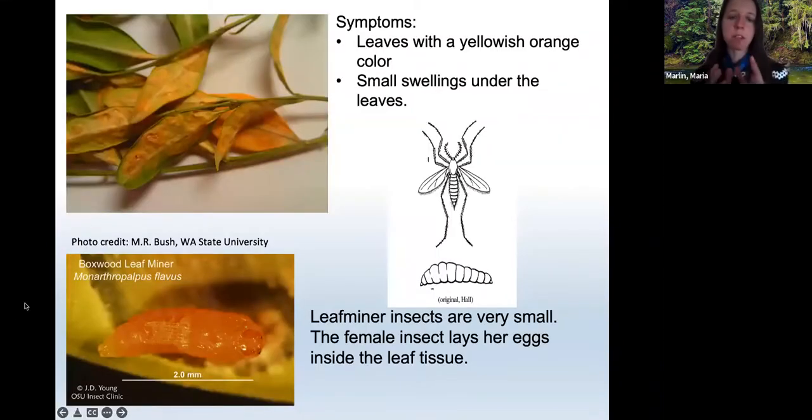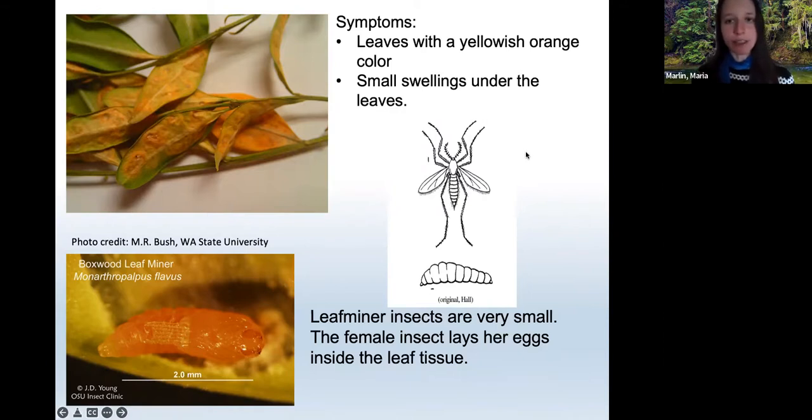So you're going to see these bumps, and also the leaves are just going to have this yellowish orange color overall. Again, it's mostly going to be on the underside. And the leaf miner insects themselves are very small, and they have a life cycle of one generation per year. It really starts to become obvious in the spring when the larvae wake up from their winter nap and start feeding again, and they pupate. And then the emerging adults make themselves apparent because there are white pupal cases attached to the leaves. That's probably about mid-spring.